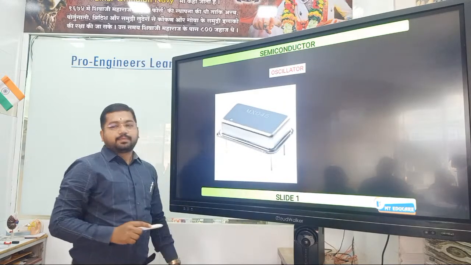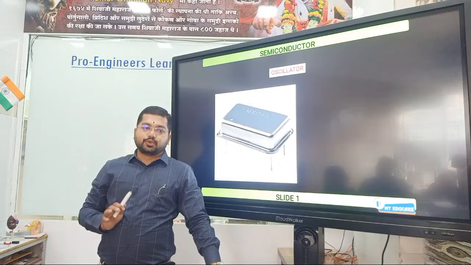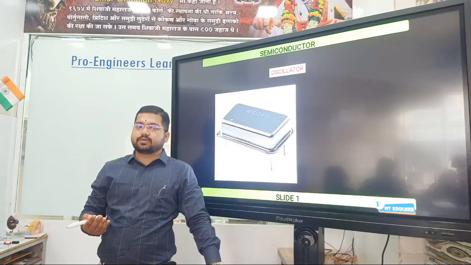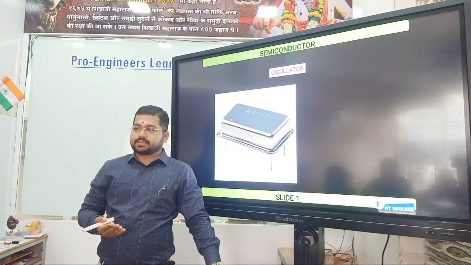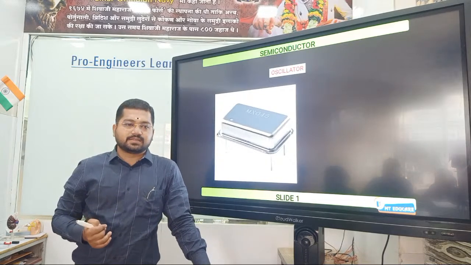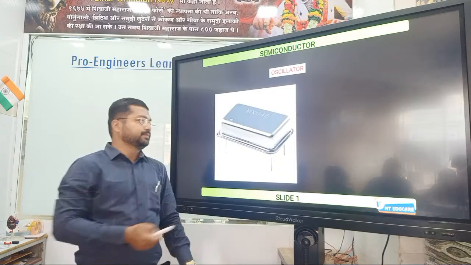These types of oscillators are available in the market, which are used to generate an oscillating frequency. What is the use of an oscillator? To generate an oscillating frequency. Now you may have a question, sir, for what reason is an oscillating frequency needed? We will see that one by one.